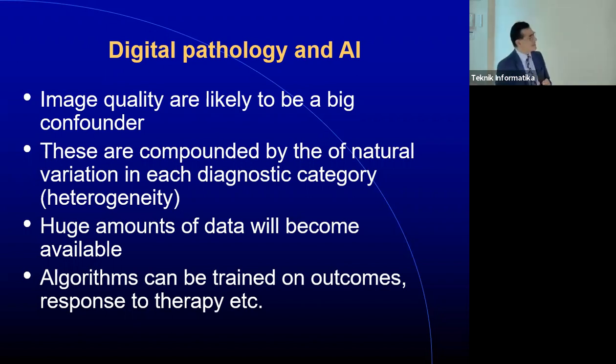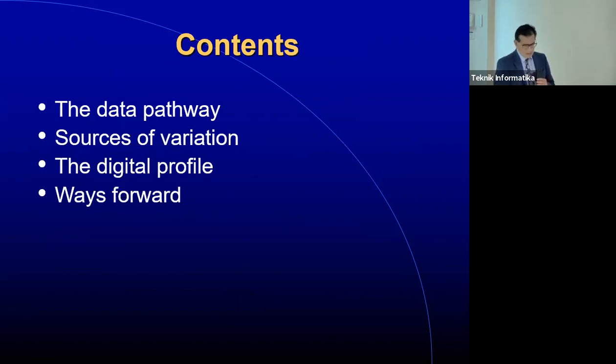And then on top of that, you can train your algorithms on anything. So we can train the algorithms on outcomes such as response to therapy, on things like prognosis. We're never going to use AI just by itself. It will always be used in combination with the genetic markers, with the histology, with all the clinical information, all of that together in combination will help improve the amount of information we have on patients and improve their outcome.